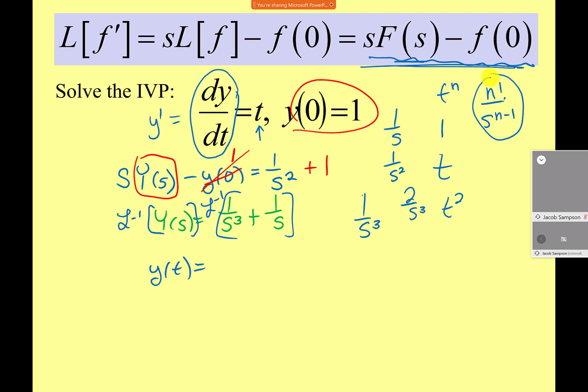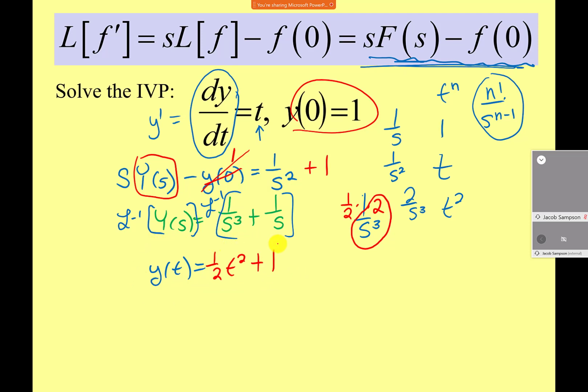So in looking at mine, I have 1 over s cubed, and that's not what I want. I want 2 over s cubed. So I make it 2 over s cubed, but I need to compensate for that fact. Now this piece will come back then as a t squared, but it's going to have the 1/2 on it. So it's going to be 1/2 t squared plus, and then the inverse transform of 1 over s, that's just 1. That's just 1. So that's my solution.